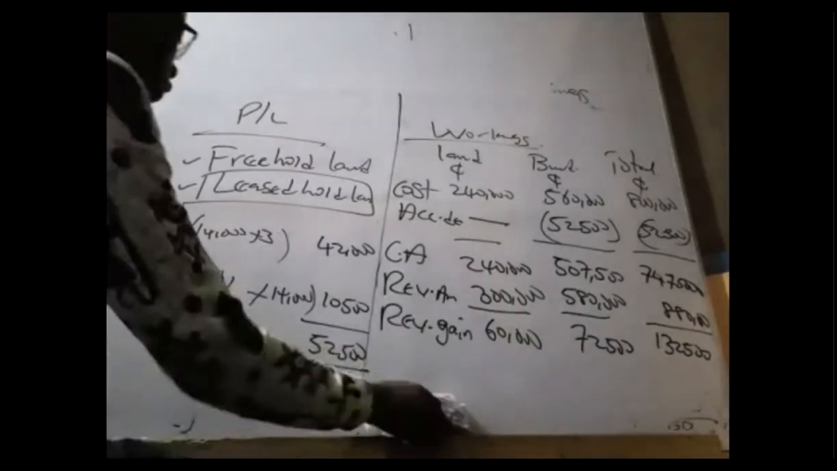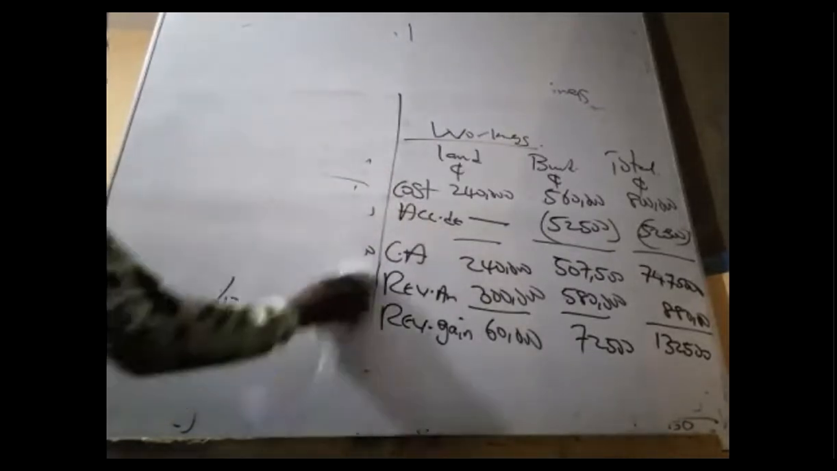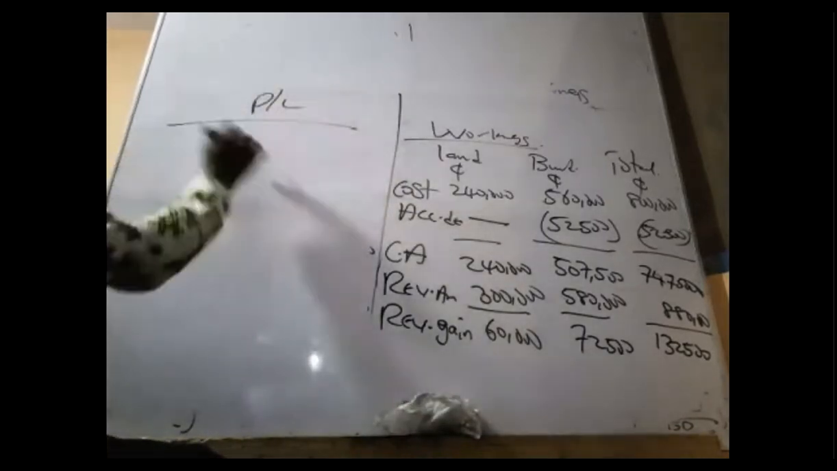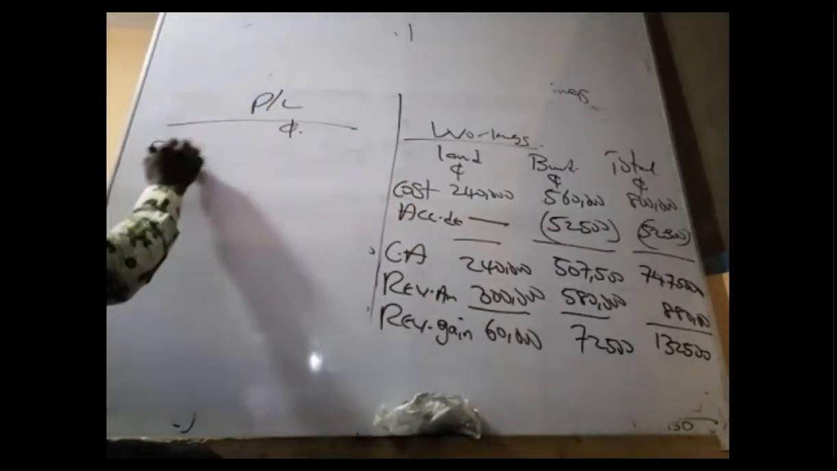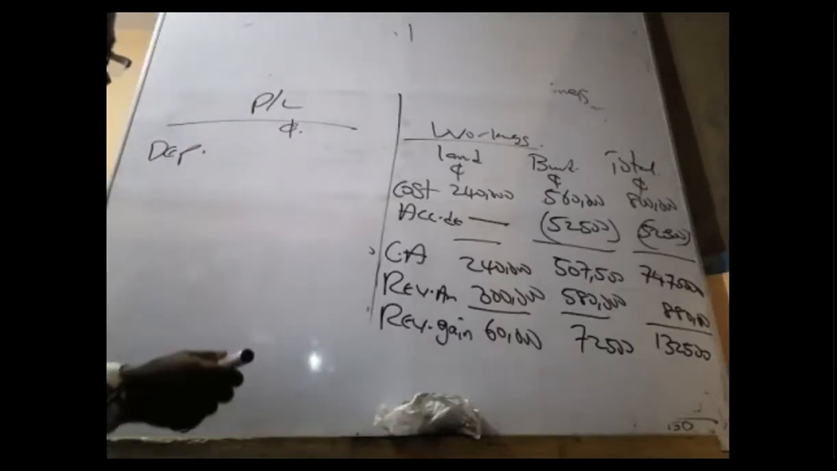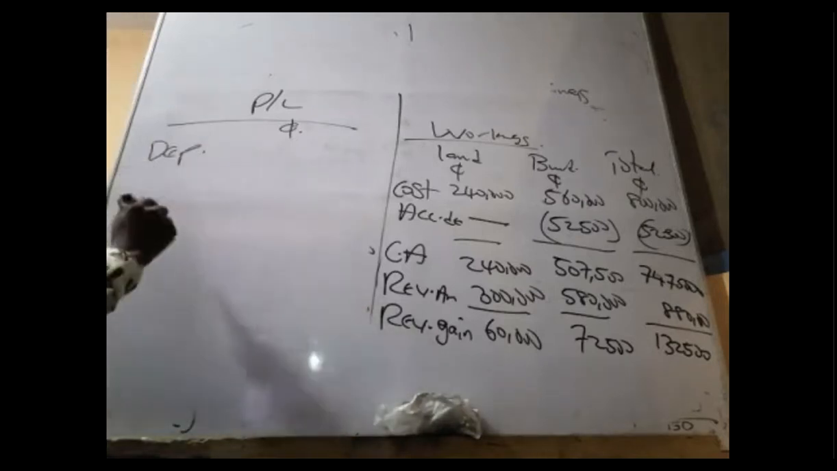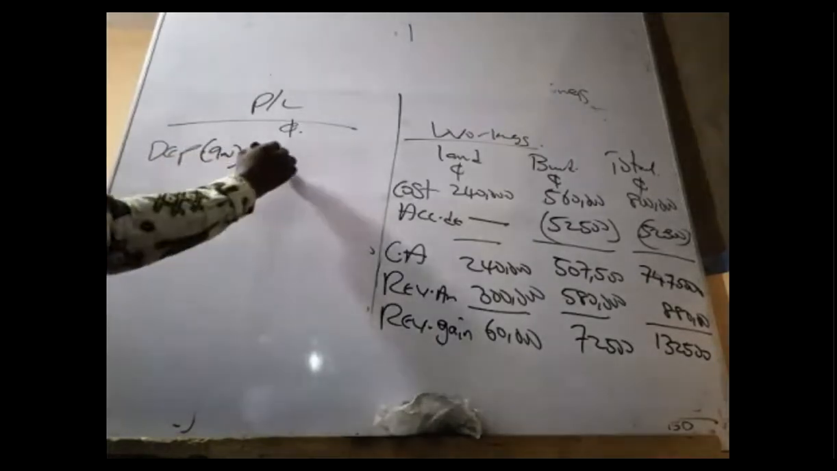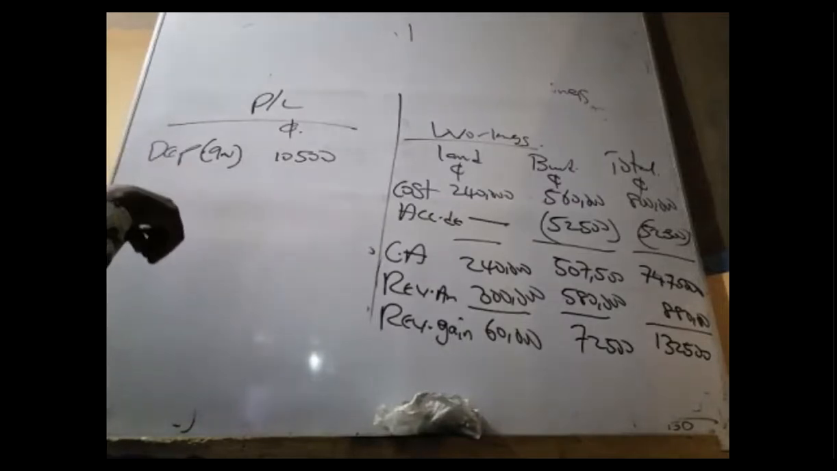So that's all. So when you go to your P&L, the relevant extracts look like this. P&L, please, the name of the company should come. The currency. First, depreciation. We are not done with depreciation. Now, we have the first 9 months depreciation. We calculated 10,500 for that particular year, 9 months depreciation.